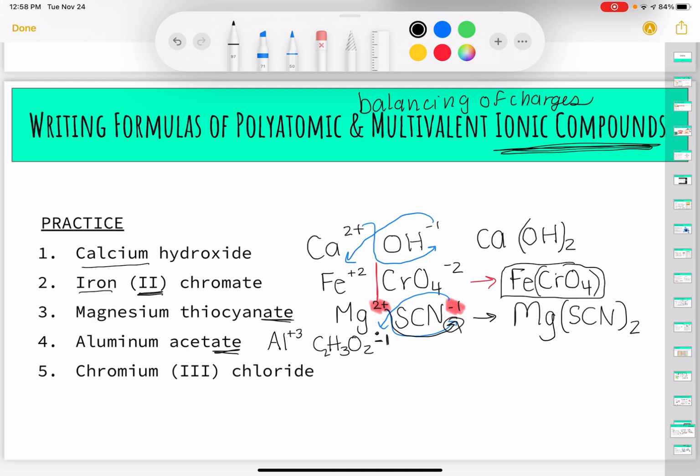So this is not balanced. We do need to do the crossover. So we take this 3, put it down here. Take this 1 and we put it down here. So when we rewrite this, this becomes Al. We're bringing a 1 down, so we don't write that. And then a bracket to put around this. And we're putting that 3 from the aluminum right there. Okay, so that becomes Al and then bracket C2H3O2 with a bracket of 3.